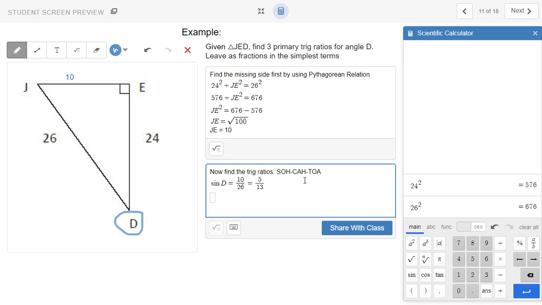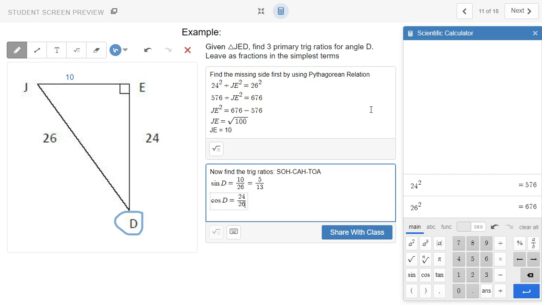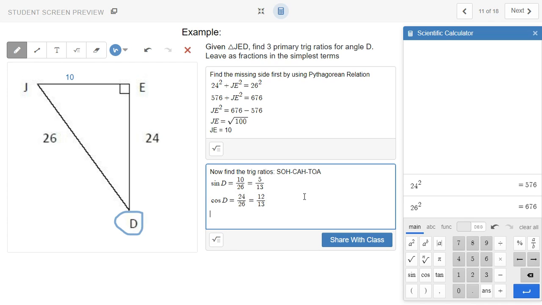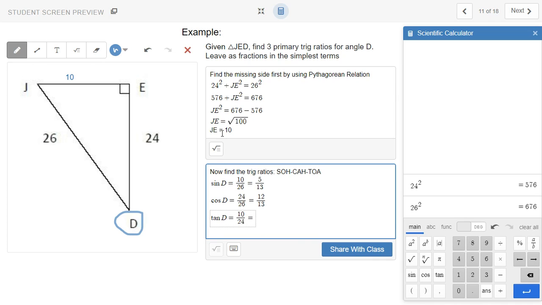Next one, cosine of D. Cosine is adjacent over hypotenuse. So adjacent is 24 over hypotenuse of 26. And when we simplify, we have 12 over 13. Finally, tangent. That's equal to opposite over adjacent. So we have 10 over 24. And we simplify that to 5 over 12.